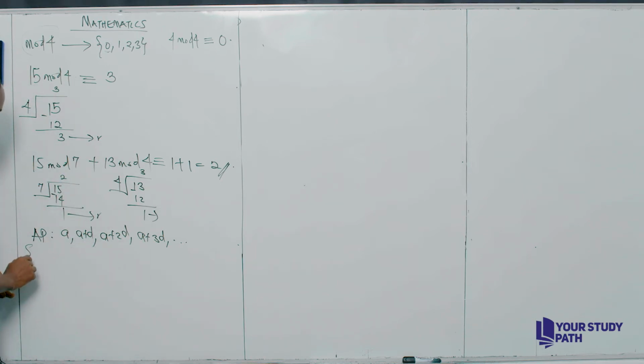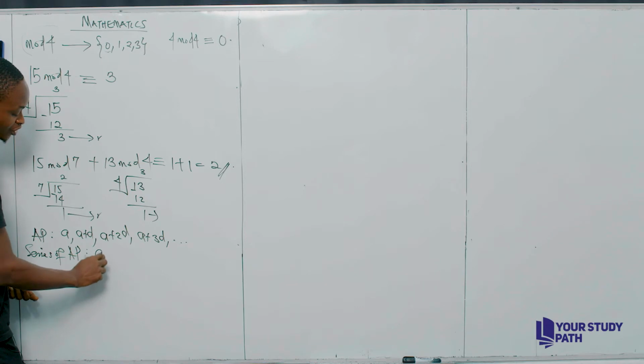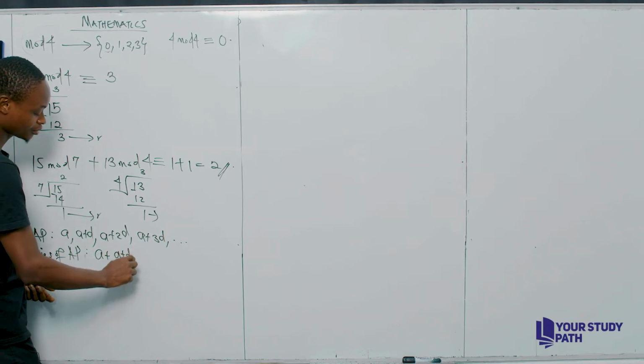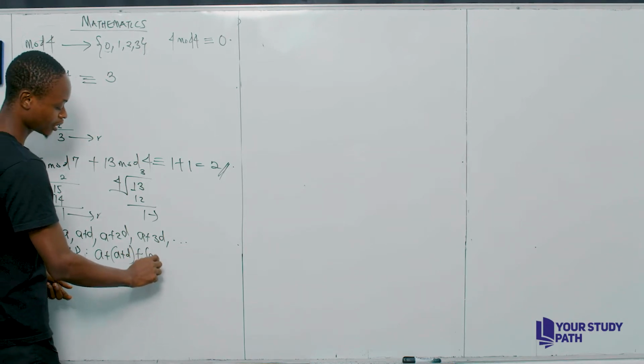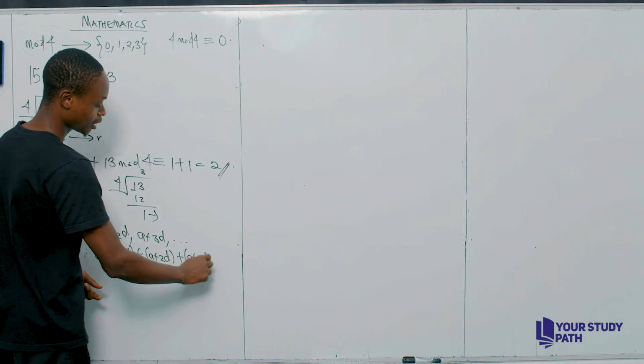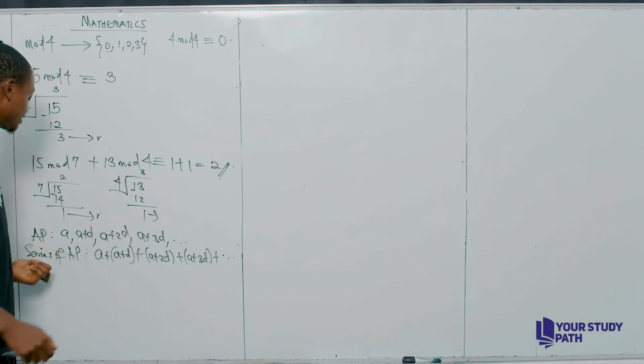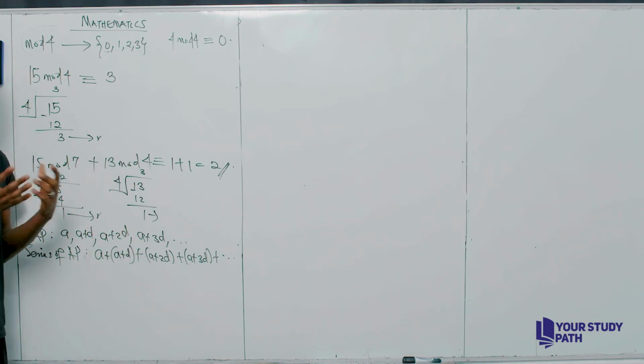So we say that the series for the AP can be simply written as the first term plus the second term plus the third term plus the fourth term and so on and so forth, right? So we are continually adding the number of terms needed to find our sum.